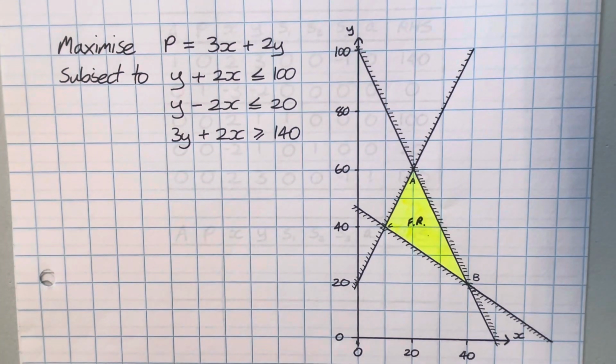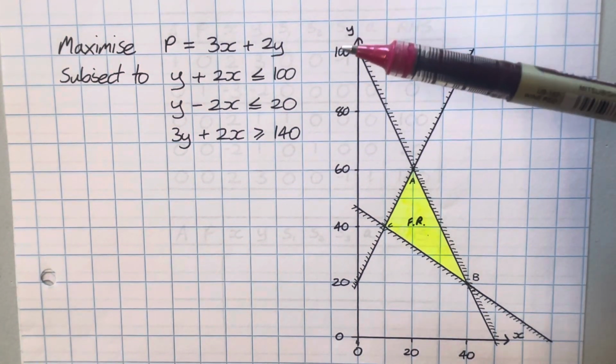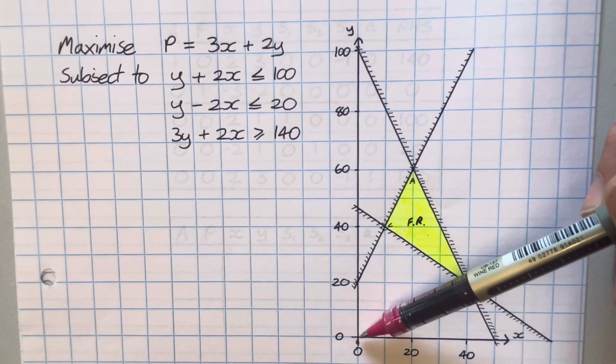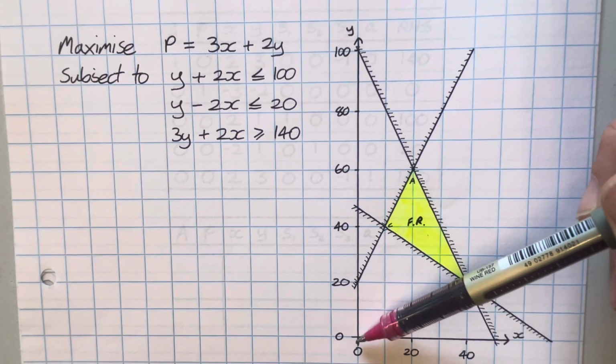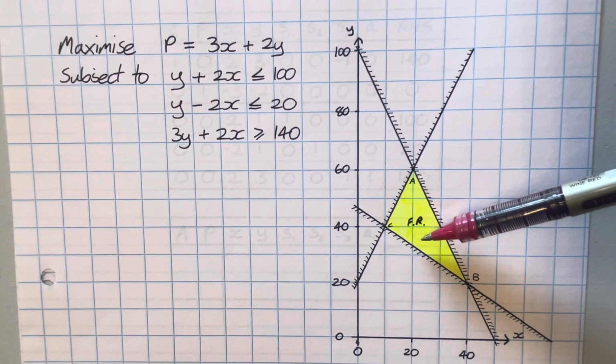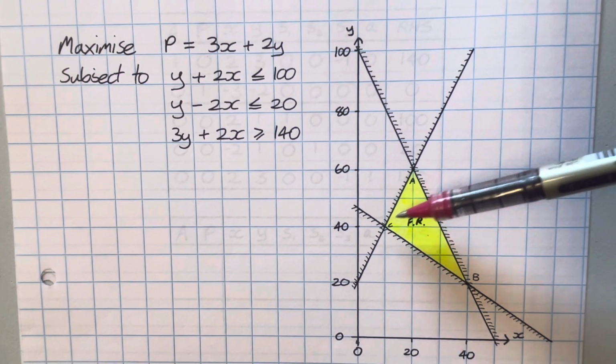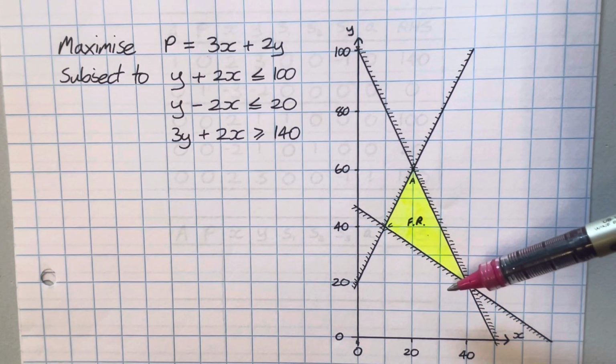So what we're going to do in today's video is have a look at what's called two-stage simplex, and this is used when the origin is not in the feasible region. It's called two-stage simply because there are two stages to this algorithm. The first stage will move us from the origin to the feasible region, and then the second stage will move us within the feasible region to the optimal vertex.